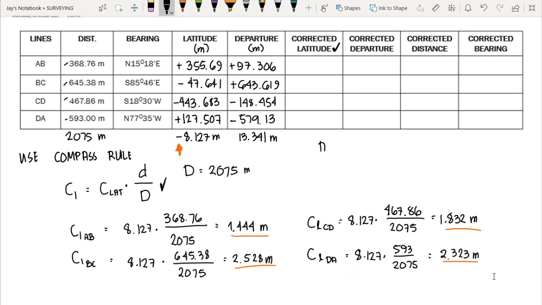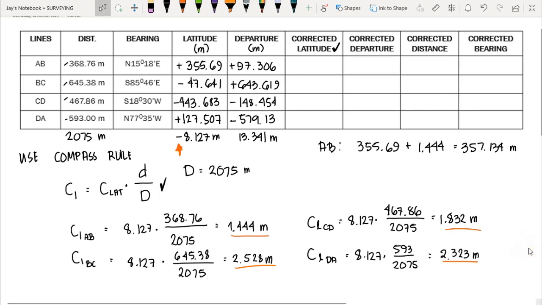Let's begin with AB. The latitude is 355.69, plus the correction of AB, which is 1.444 meters. This gives us the corrected value, 357.134 meters. So our corrected latitude of line AB is 357.134, still in meters.